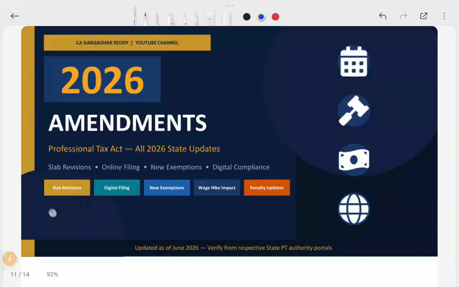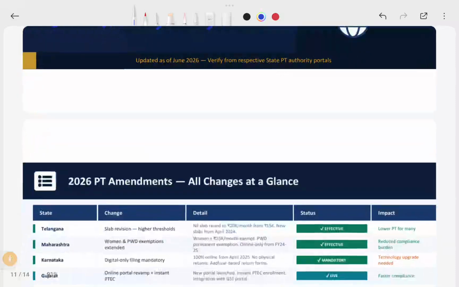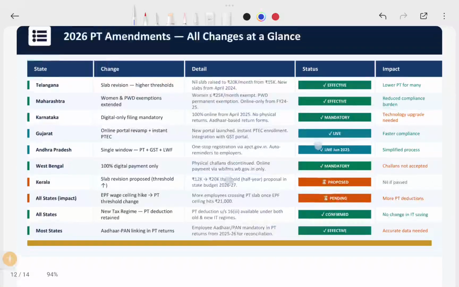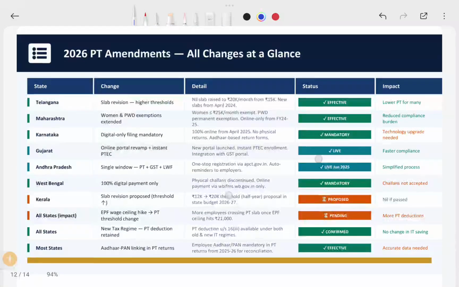So we have completed the slab rates, digital filing, new exemptions, wage hike, and everything. In 2026 they changed a few slab rates. So the new slab would be 20,000 instead of 15,000. They increased the slab to 25,000. So a few employees will be exempt from the PT once it is effective. It is already effective actually.